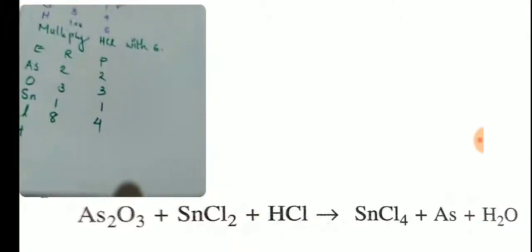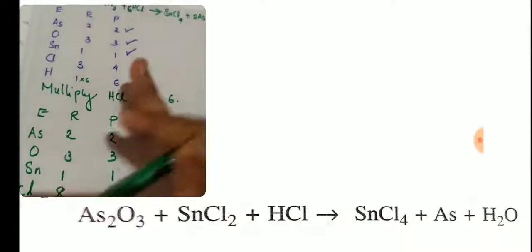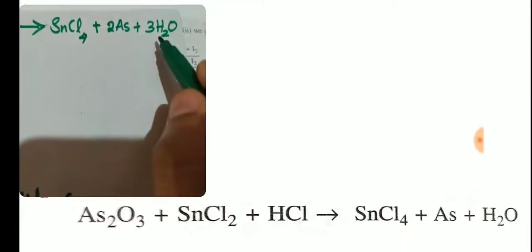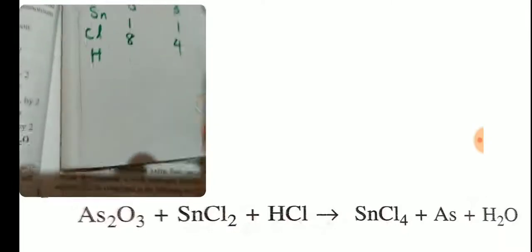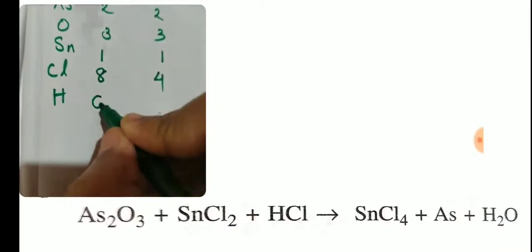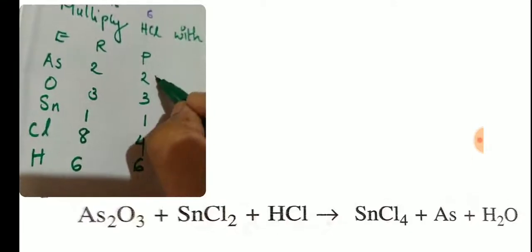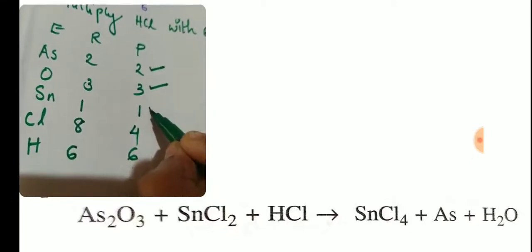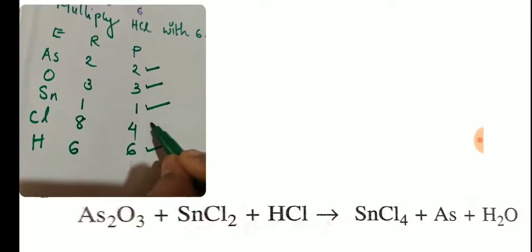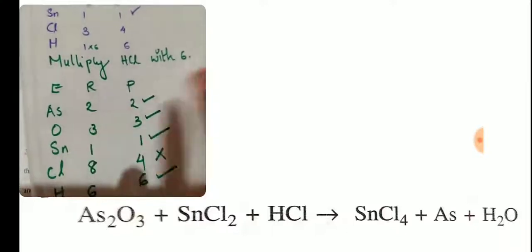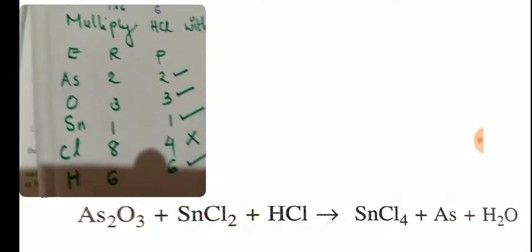And how many hydrogen atoms are there? Hydrogen is now 6 in the reactant side, as well as 3 2s are 6 in the product side. So now hydrogen is balanced. Now all elements are balanced: arsenic balanced, oxygen balanced, tin balanced, hydrogen balanced, but chlorine is not balanced. So now we are going to balance chlorine. All of you should listen carefully.